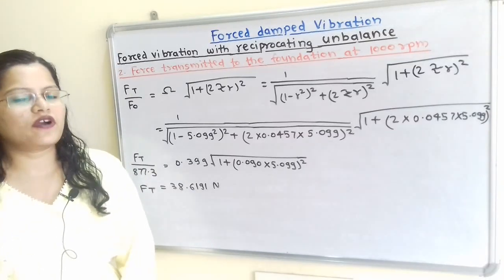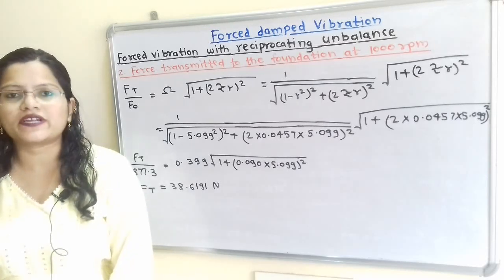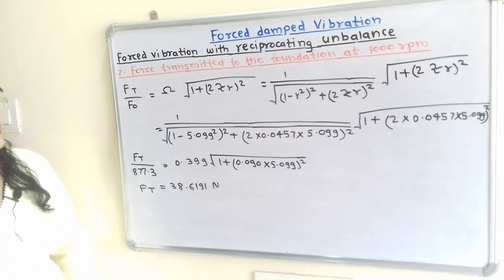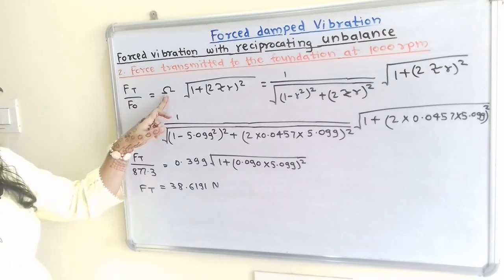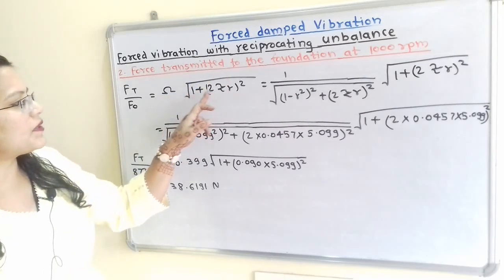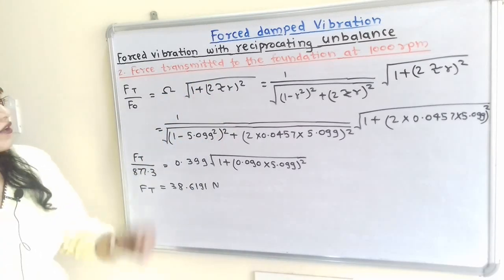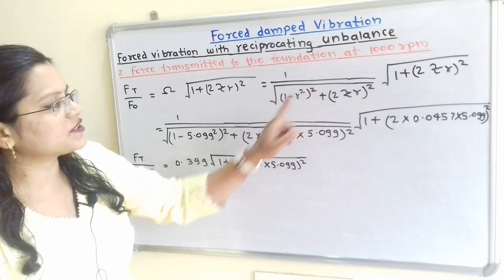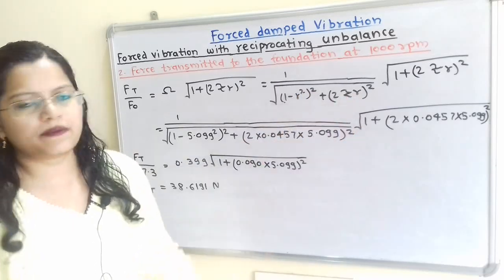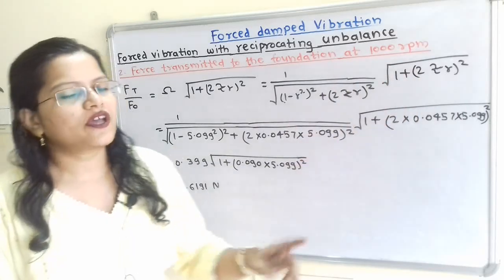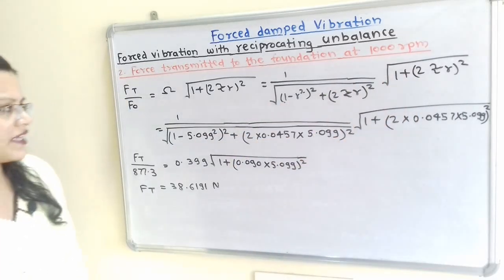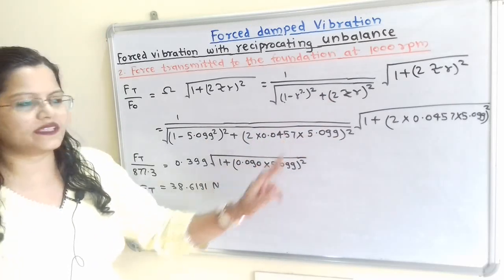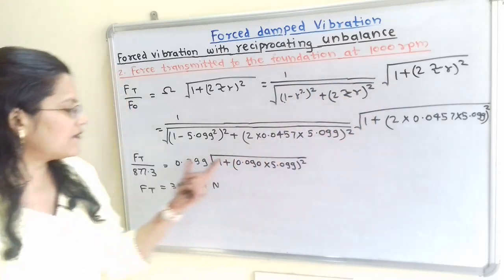Now we will use the value of zeta, that is the damping factor, to calculate the transmitted force. So how to calculate this? We know that transmissibility, that is Ft by Fo, is equal to the magnification factor times under root of 1 plus (2 zeta r) whole square. Now this magnification factor has the value 1 divided by under root of (1 minus r square) whole square plus (2 zeta r) whole square, and this term as it is. Now we will put the values of r as well as zeta. So r is 5.099 and zeta is 0.0457. So when we put these values, we will get the answer.